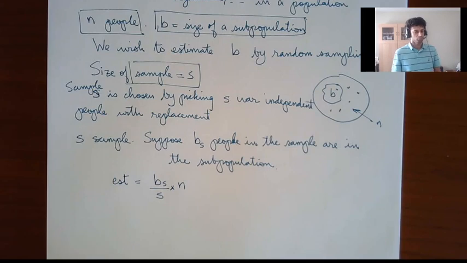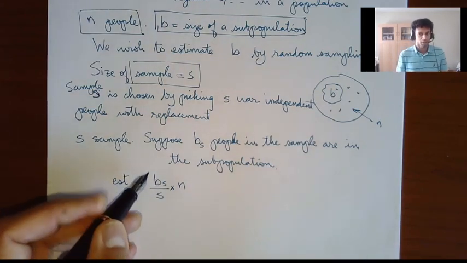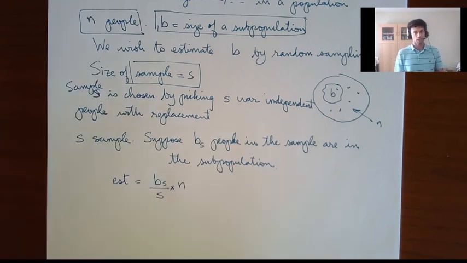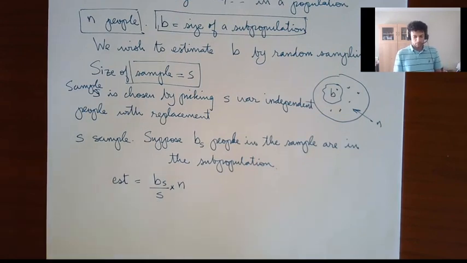Right? You're saying this is my empirical fraction, the empirical fraction of people who are in the subpopulation. I multiply this by N. This is my estimate. What can you say about S? How large does S have to be to get some kind of accuracy?